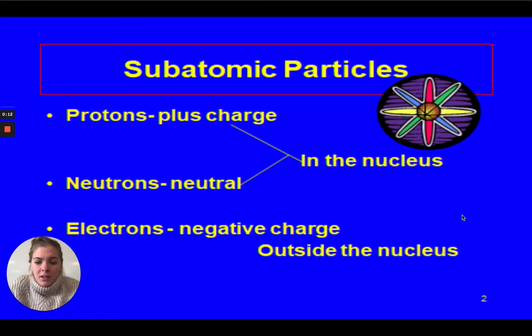So our subatomic particles, you already know your subatomic particles. You know that protons have a positive charge, neutrons have a neutral charge, and they're both located in the nucleus. And that electrons have a negative charge and they're located outside of the nucleus.